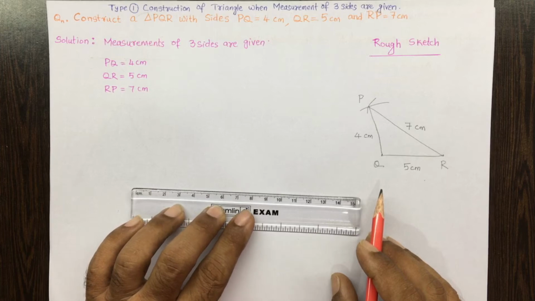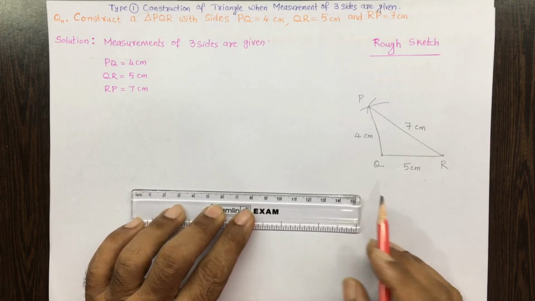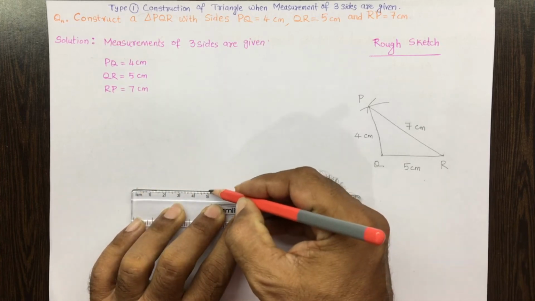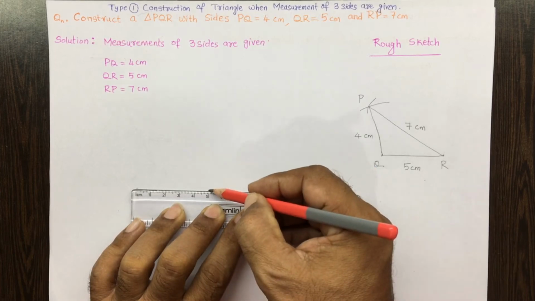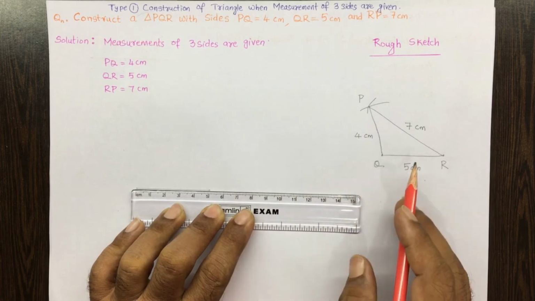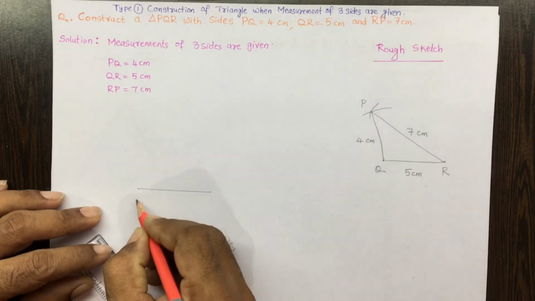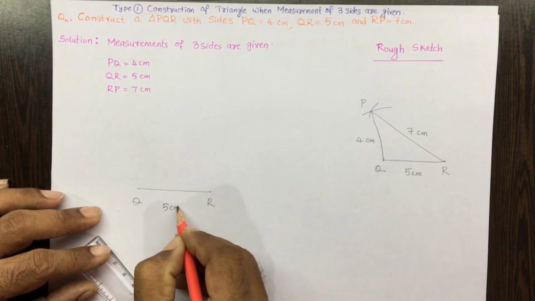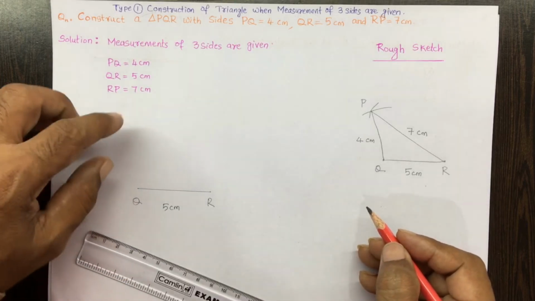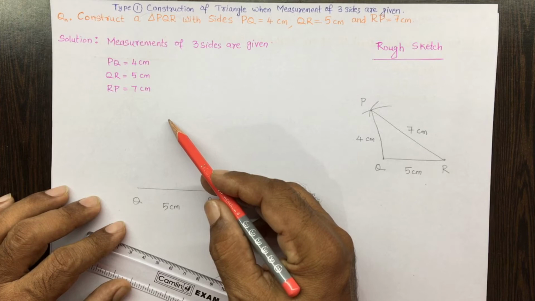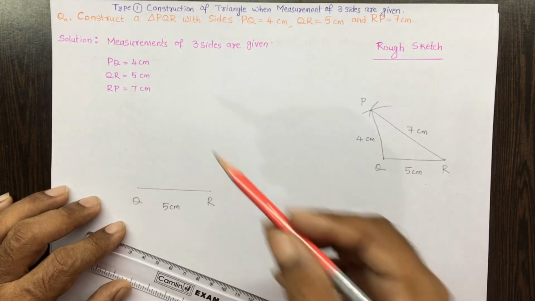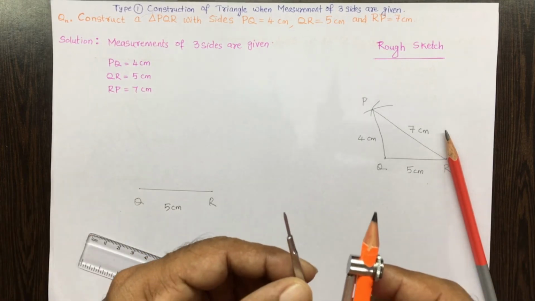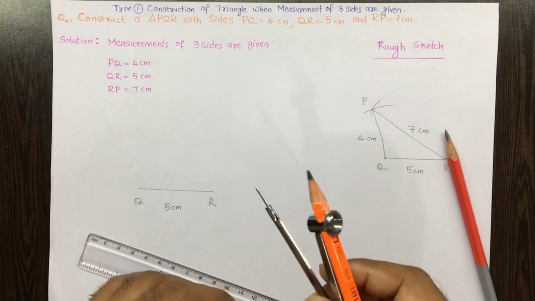First we will draw the base, that is QR equal to 5 centimeters. So, 0 to 5, mark it properly and join the 2 points. Now, this is Q, this is R, 5 centimeters, and now we have the third vertex above this line, that is P. So, we need to take the compasses in order to draw the arcs.